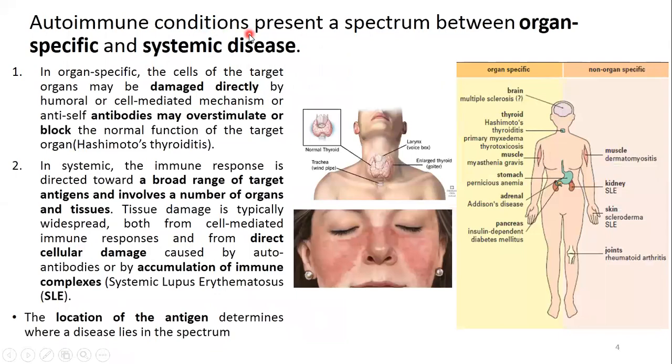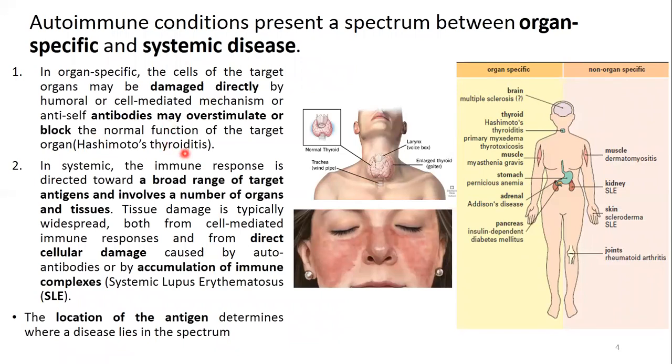Autoimmune conditions present a spectrum between organ-specific and systemic diseases. For example, we have here Hashimoto thyroiditis, which we'll talk about. In organ-specific disease, the cells of the target organ may be damaged directly by immune cell infiltration, antibodies, T cells, or indirectly. For example, antibodies may overstimulate or block the normal function of the target organ.